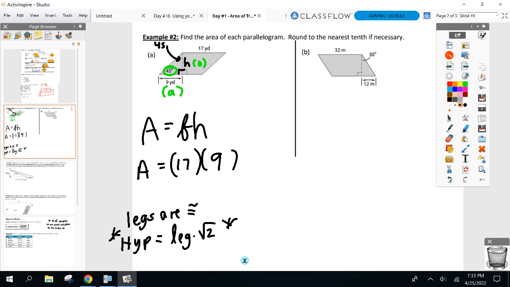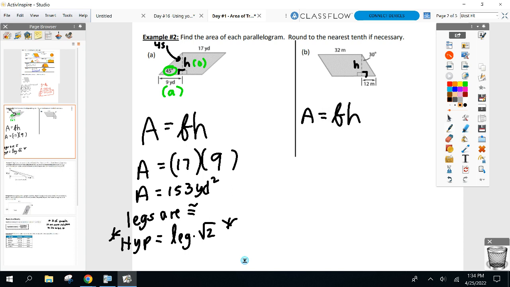As long as it's a right triangle, which it will be. And what am I looking at? 153 yards? Square yards? Oh, we can't do 45, 45 without remembering 30, 60, 90. There's the height.